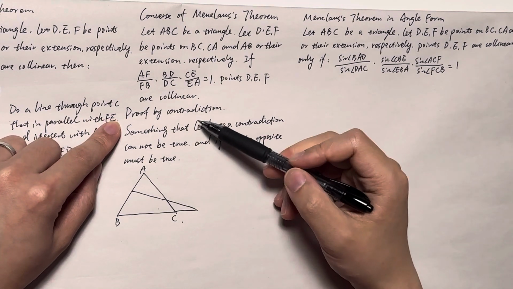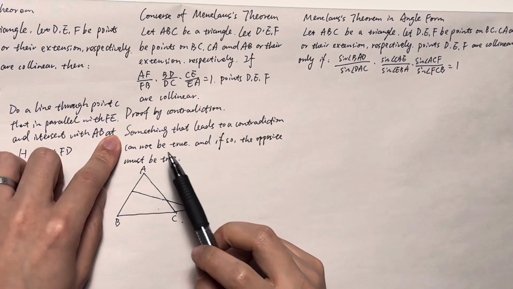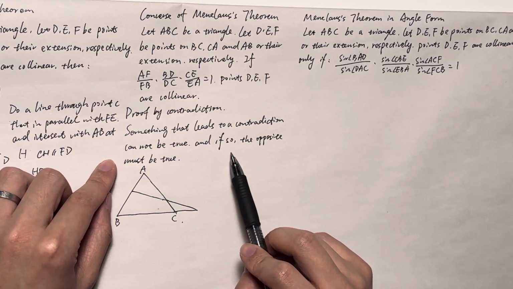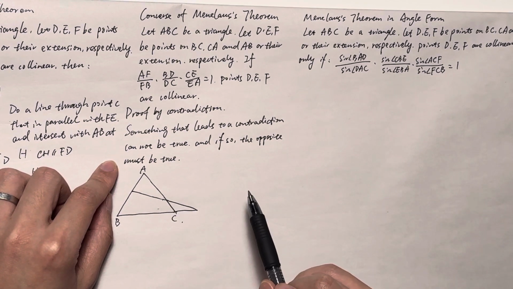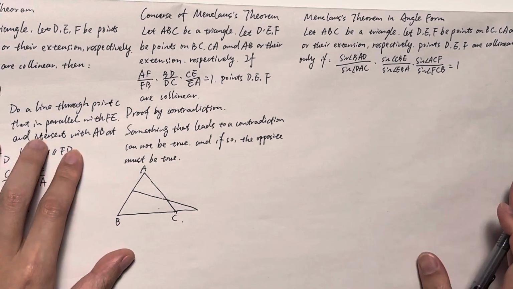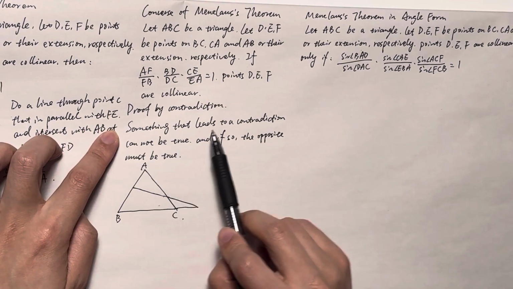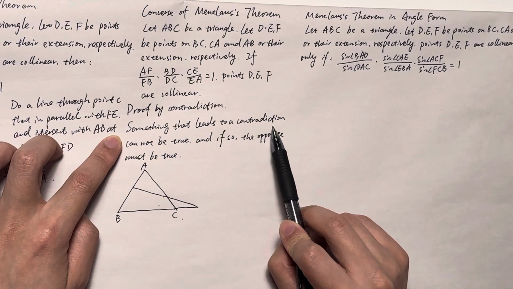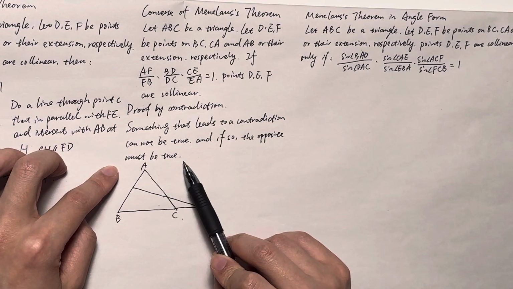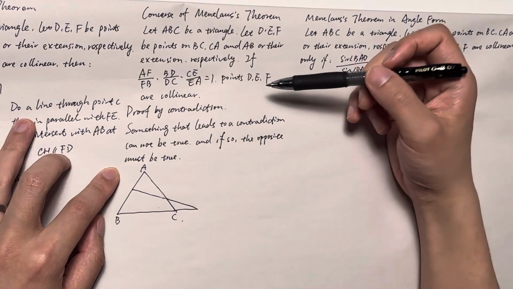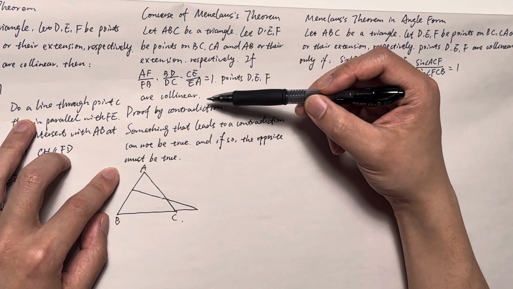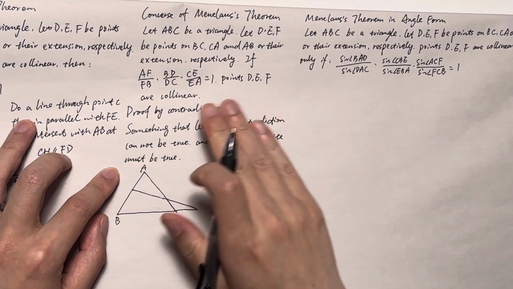It's called proof by contradiction. It says that something that leads to a contradiction cannot be true. And if so, the opposite must be true. Let me repeat it again. Something that leads to a contradiction cannot be true, and if so, the opposite must be true. So for this problem, we want to prove that points DEF are collinear.